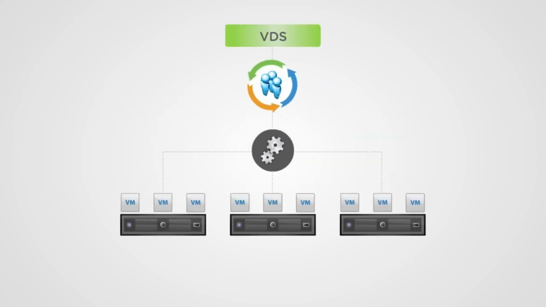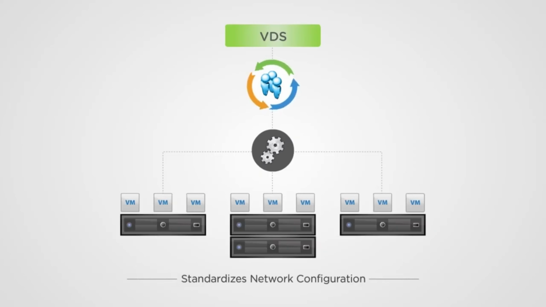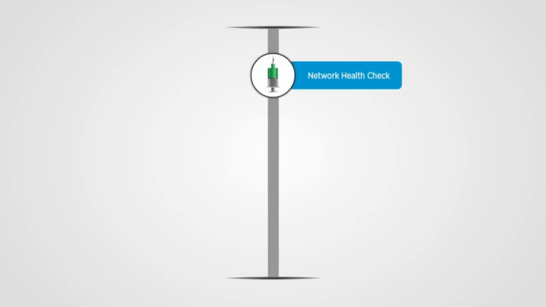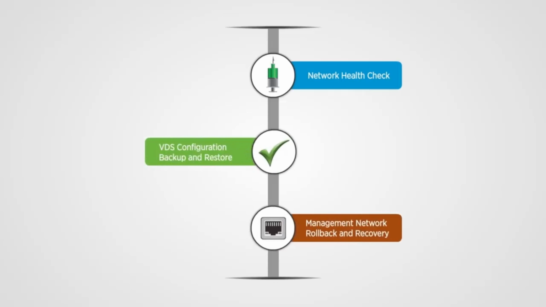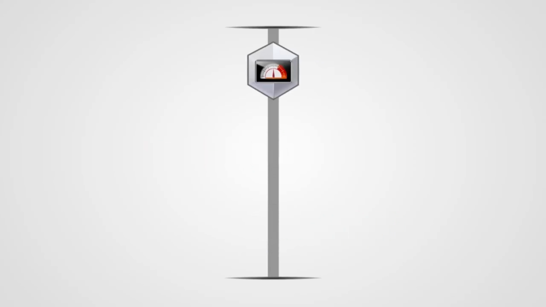With VDS, changes to virtual machine networking can be done centrally across many physical servers. When adding new hosts, VDS standardizes network configuration, simplifying the addition of new servers to the environment. Features such as Network Health Check, VDS configuration backup and restore, and management network rollback and recovery enable even greater operational efficiency by automating and streamlining configuration management.